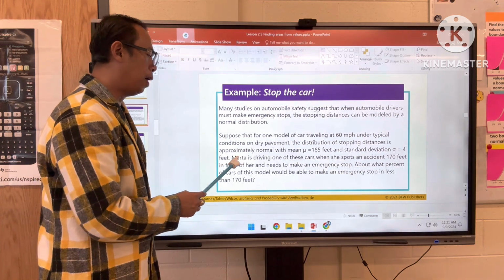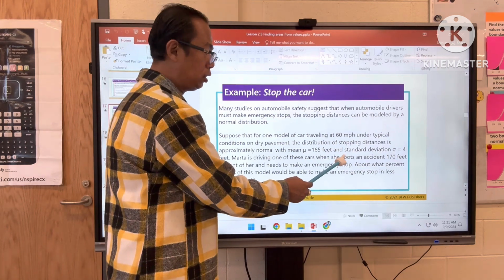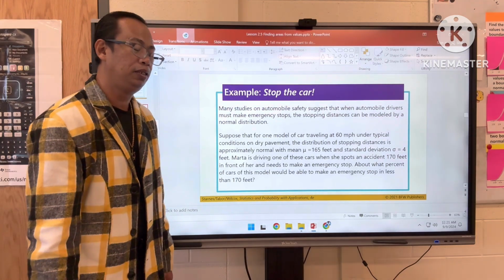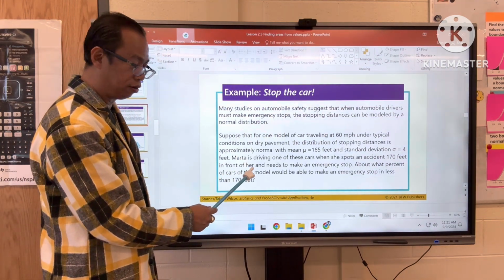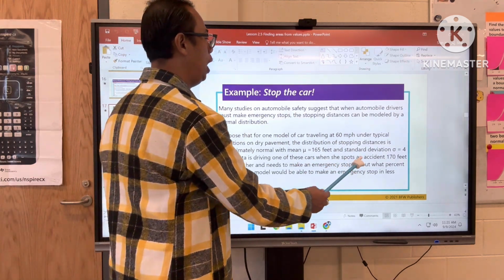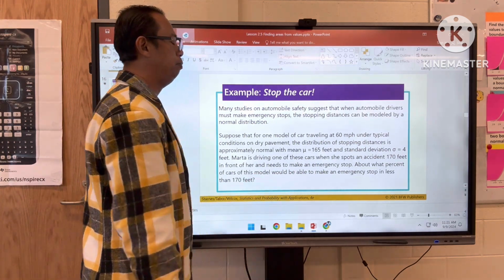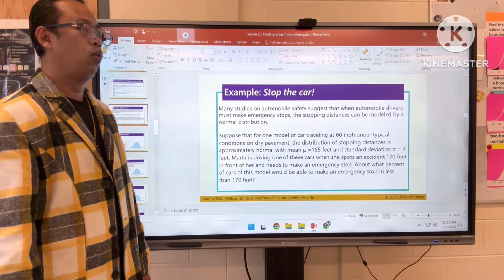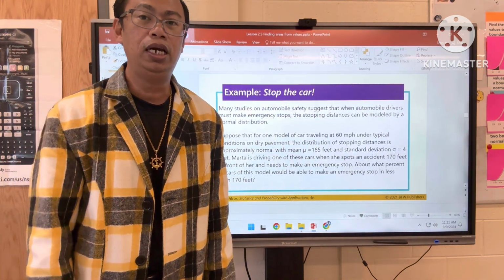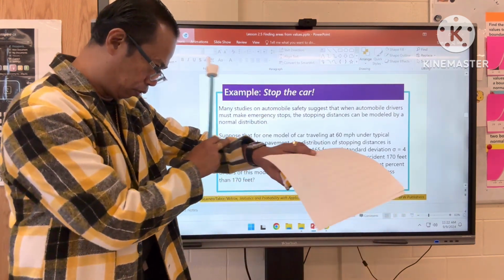There's a situation here. Martha is driving one of these cars when she spots an accident 170 feet in front of her and needs to make an emergency stop. About 1% of cars of this model will be able to make an emergency stop in less than 170 feet. Less than 170 feet, meaning the normal curve is going to the left. So the area will be going to the left in this portion.